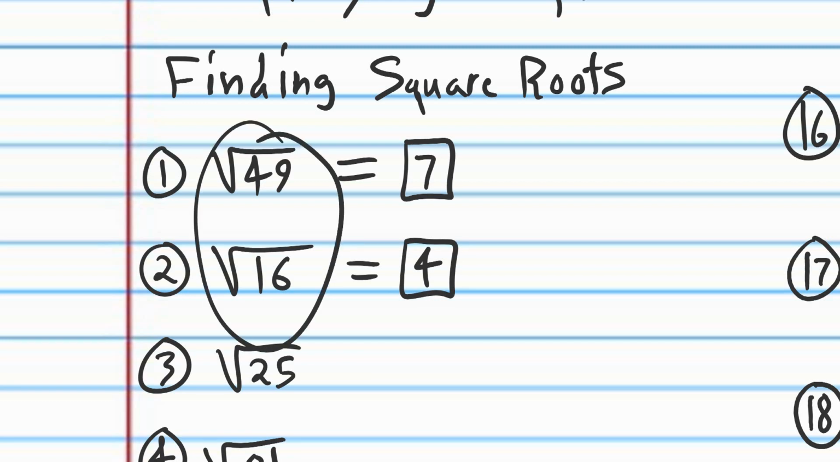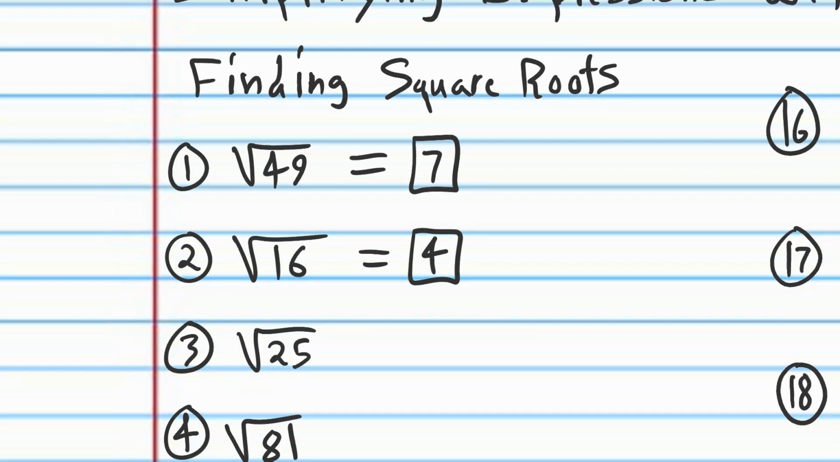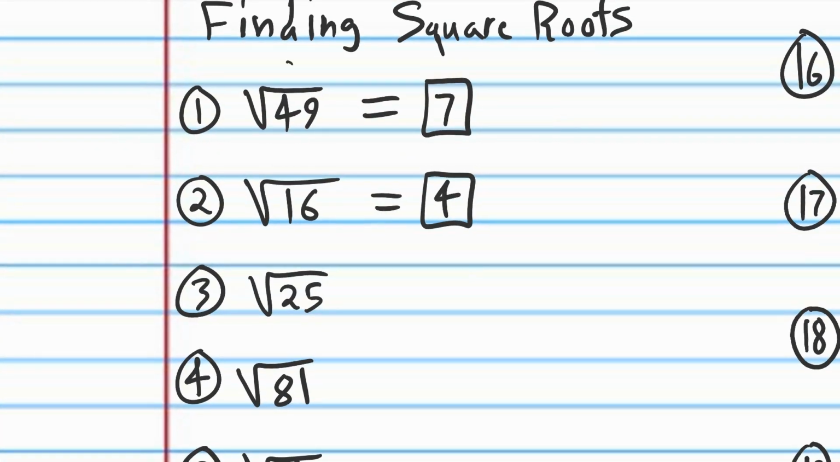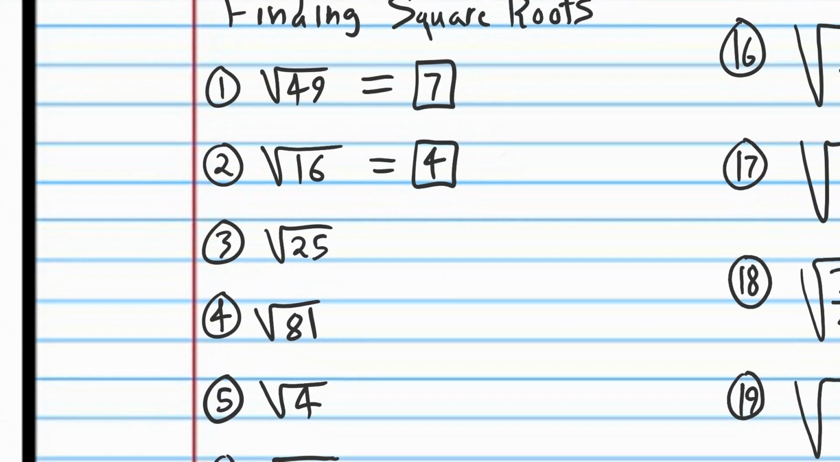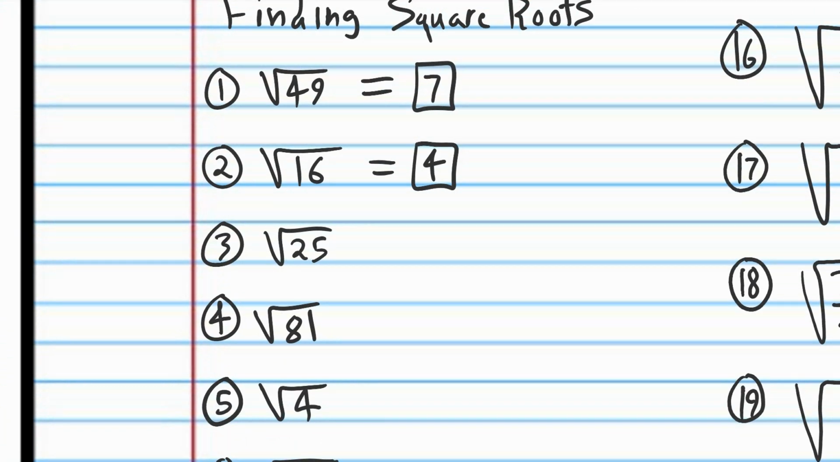Now these are square roots. We're not going to learn any other types of roots in this course. You'll learn other types of roots when you take intermediate algebra. So if you take the square root of 49, we get 7. And the square root of 16 would be 4. So try number 25. What is the square root of 25? In other words, what number times itself is equal to 25? If you said 5, you're correct, because 5 times 5 is 25.